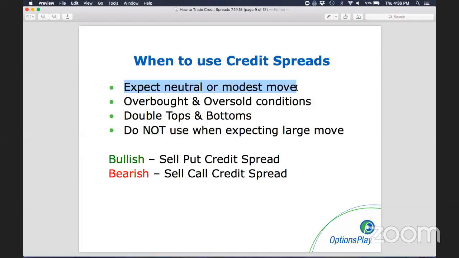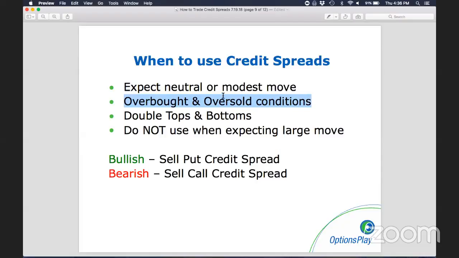But credit spreads, generally speaking, are most optimal when you have overbought or oversold conditions. Meaning if you feel that the market has topped, that's a good time to sell a bear call spread. If you feel the market is oversold or hitting a bottom, that's when you want to sell a bull put spread. These are the most ideal scenarios for entering a credit spread: when you feel that the markets are overbought or oversold and have hit a top or a bottom of a range.